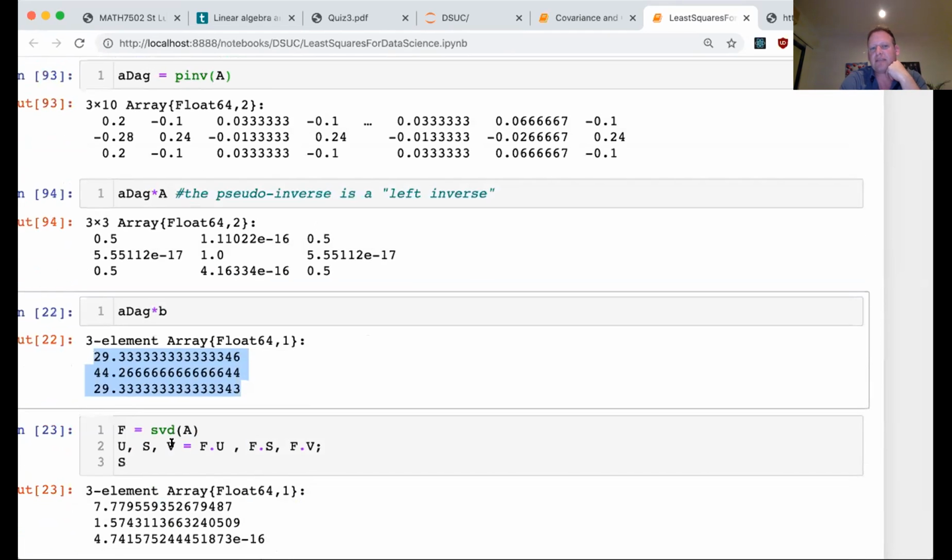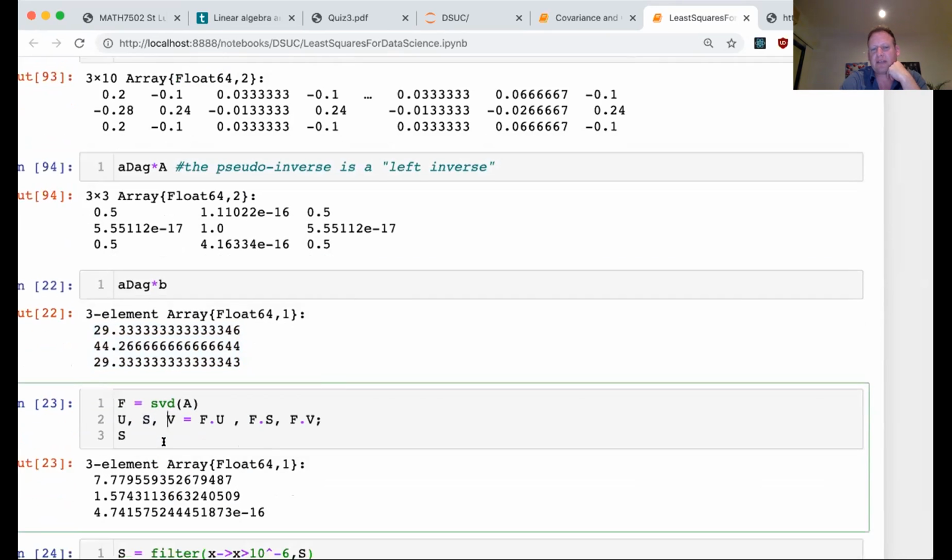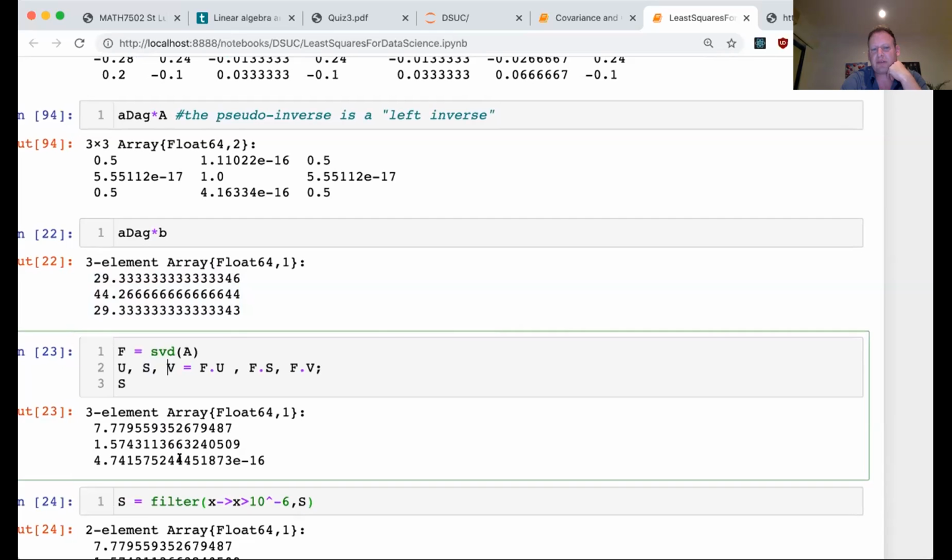So let's do the SVD of the matrix A. We get the U matrix, the list of singular values, and the V matrix. That's the SVD. Here are the singular values of the matrix A. We only have 2 singular values. The third one is 0. Why is this? The number of singular values of a matrix is exactly equal to its rank. What's the rank of A? 2. So only 2 singular values.